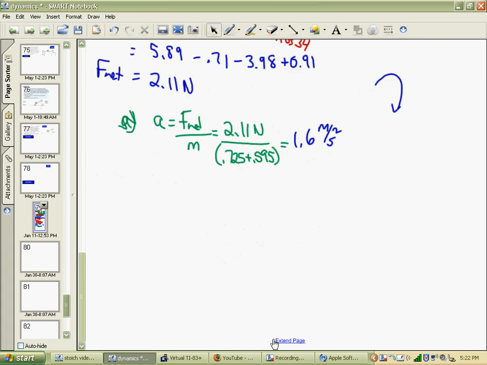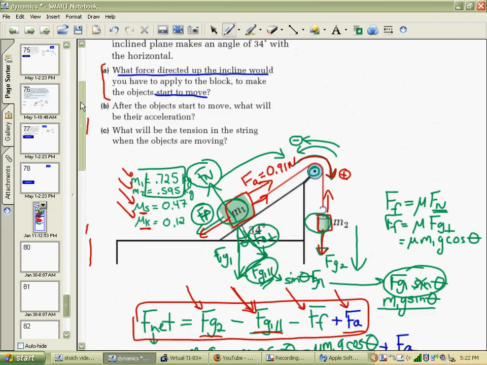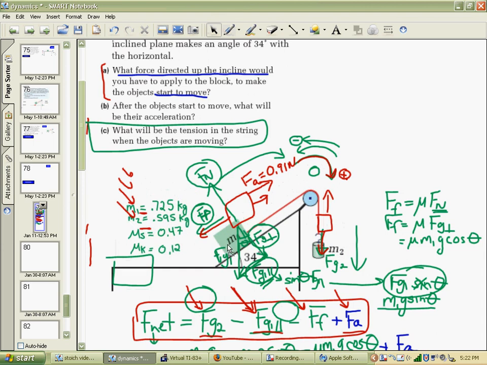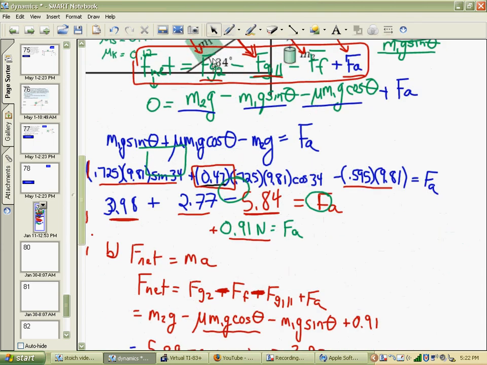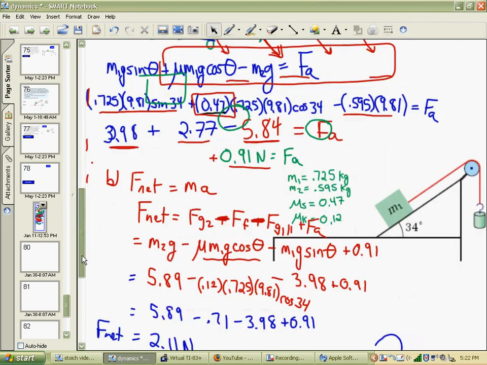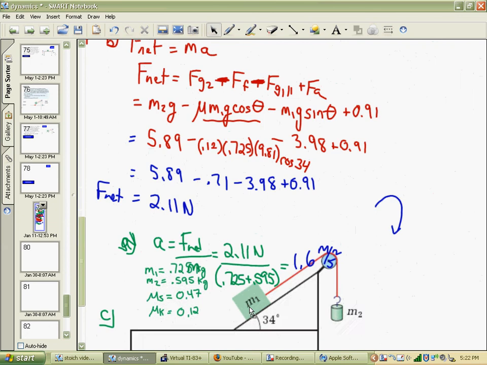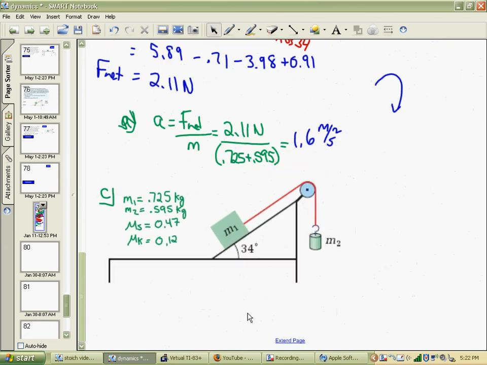Question C wants us to work out what is going to be the tension in the strings when the object is moving. To get the tension, this picture looks real messy, so I'm going to try and get it down here. I'm having trouble grabbing it, aren't I? There we go. You know it's a mess when. Okay. Almost ready. Now, when you're working on tension, you pick which of these two masses you want to work with, but you don't work with both at the same time.